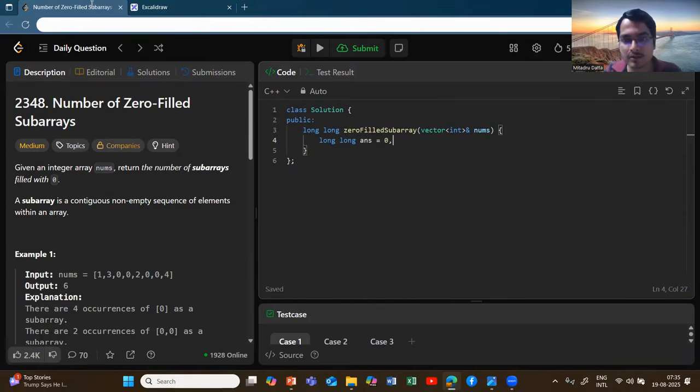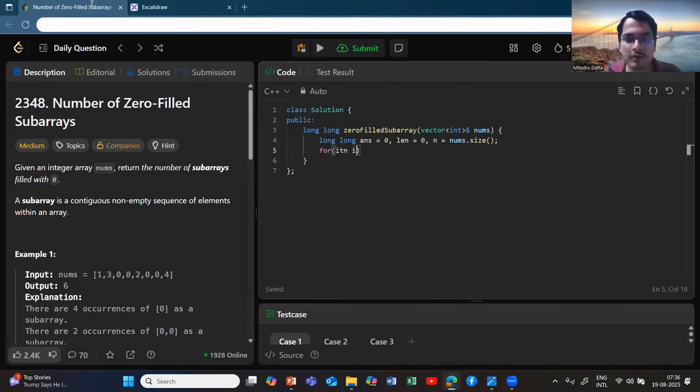So the long answer should be there, 0. And what you should do is have a length variable which should be initialized to 0. And you should also have an n, right? So n is nothing but nums dot size. Okay, so I hope that is very clear.